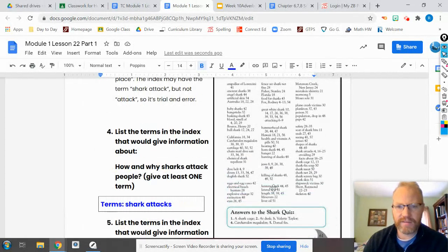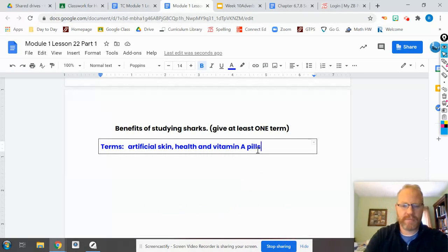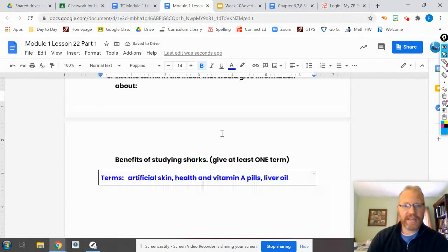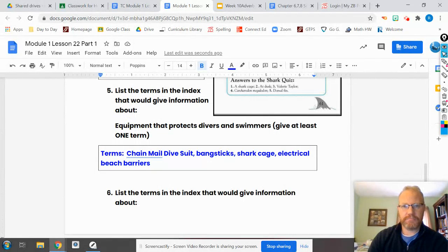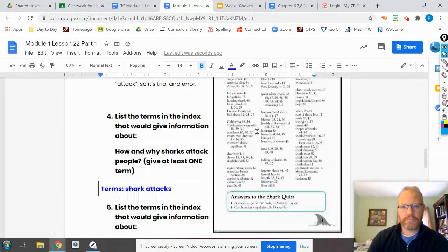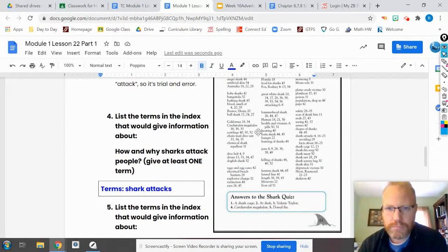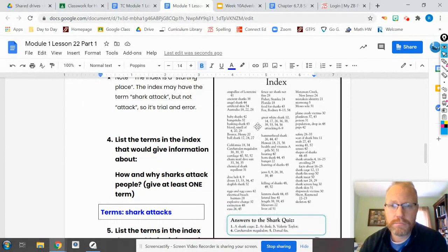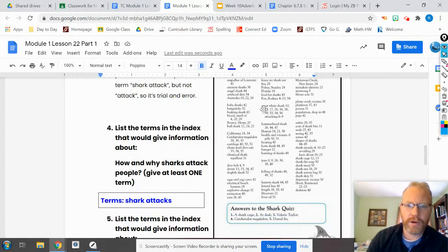If you see any more things that you'd like to list, feel free to add more. Here's one, liver oil. Sounds gross, but maybe that's something that they studied that is beneficial. Liver oil. Do you see anything else that you would want to add to it? I'm not seeing any more.